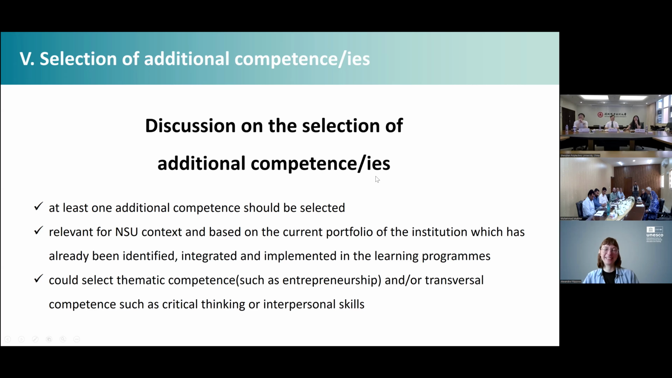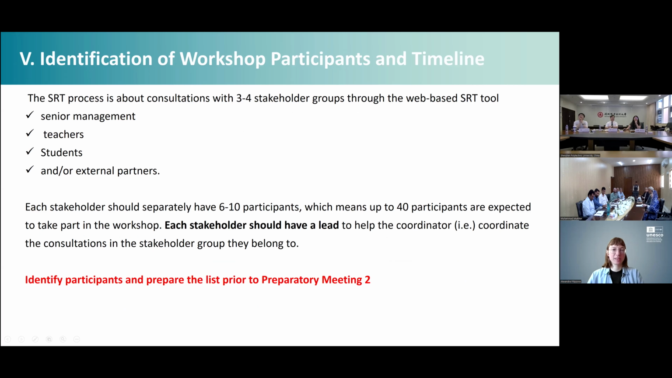In the next step, we will need to identify the workshop participants and timeline. As I have already talked about the workshop participants with Professor Mutta, the SRT process is about consultations with your stakeholders. There are different stakeholder groups: senior management, teachers, students. These three are required stakeholder groups to attend the consultations. You can also include external partners in the workshop. So after the meeting, you would need to start inviting your participants. And this is the requirement.